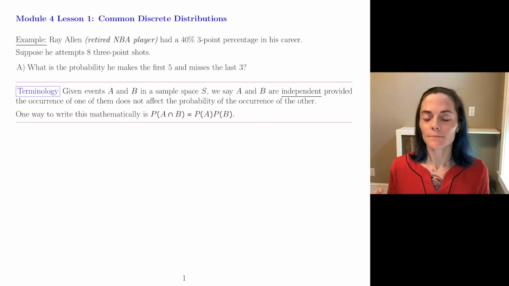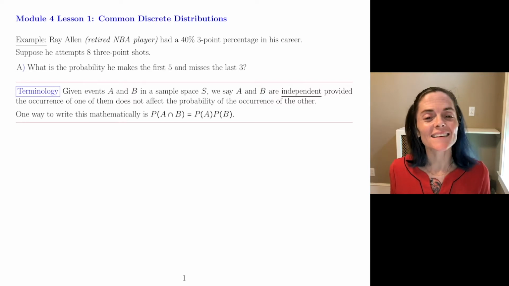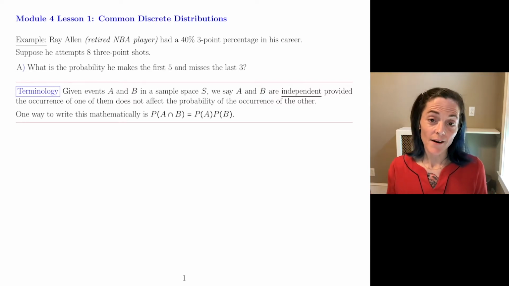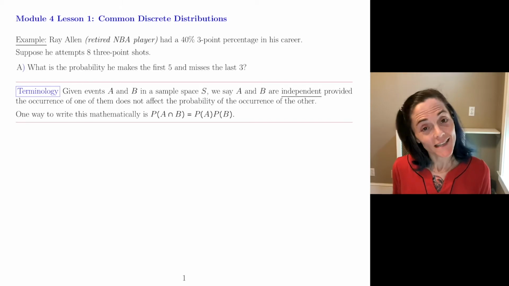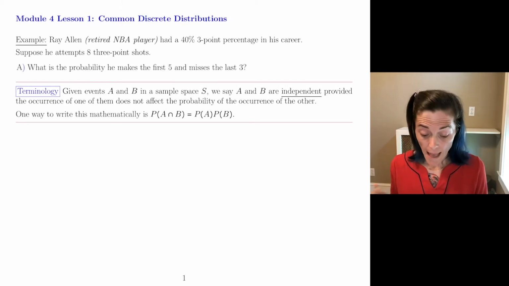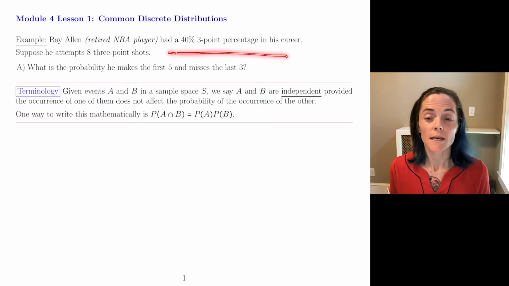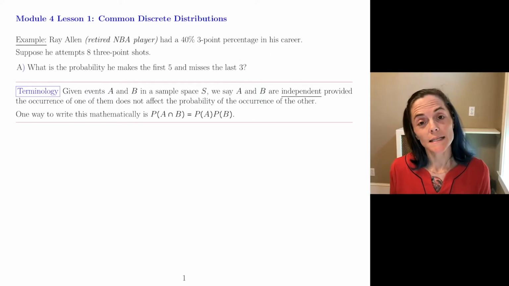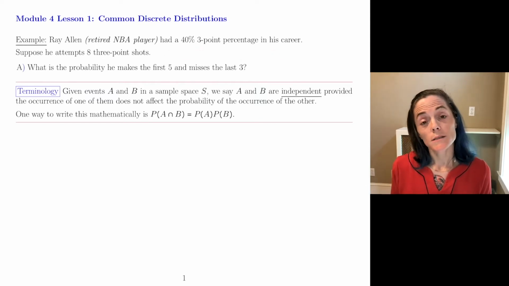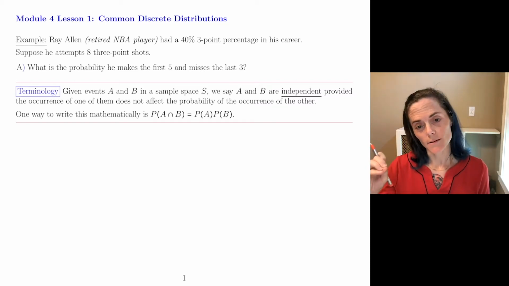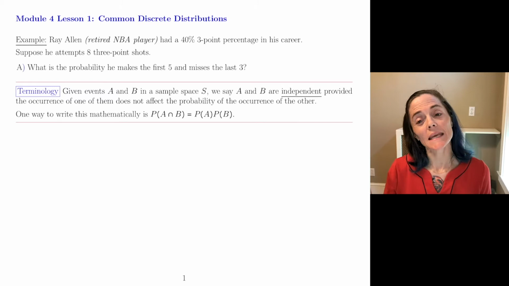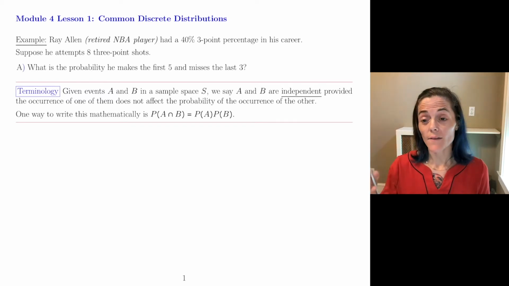It is from basketball, and in particular, my favorite NBA player ever, Ray Allen. He is retired. He is a Hall of Famer. And Ray Allen had a 40% three-point percentage in his career. So the statement is, we suppose he attempts 8 three-point shots. What is the probability he makes the first 5 and misses the last 3?